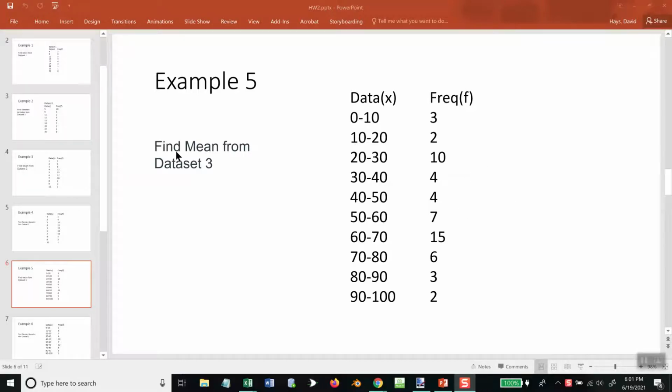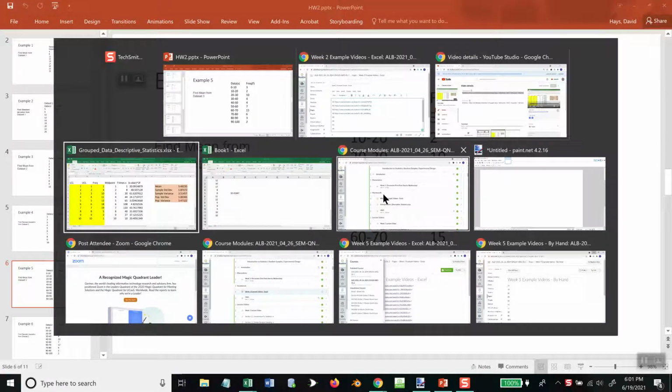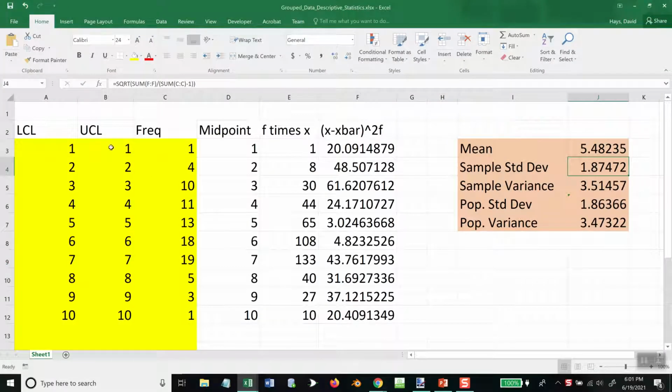Okay, let's take a look at this problem. Want to find the mean, and this is group data. This has a range of values from 0 to 10, 10 to 20, 20 to 30. Okay. Again, you need to download my group data descriptive statistics.